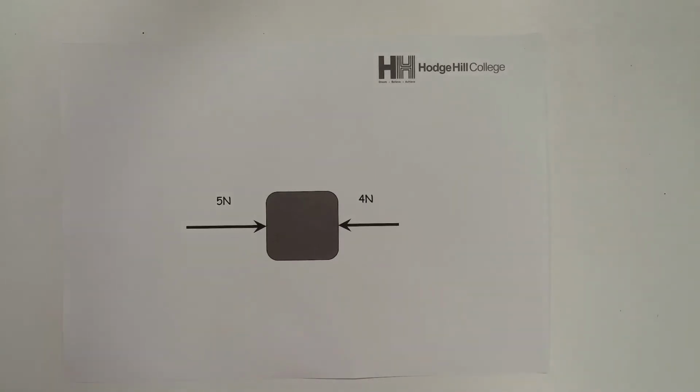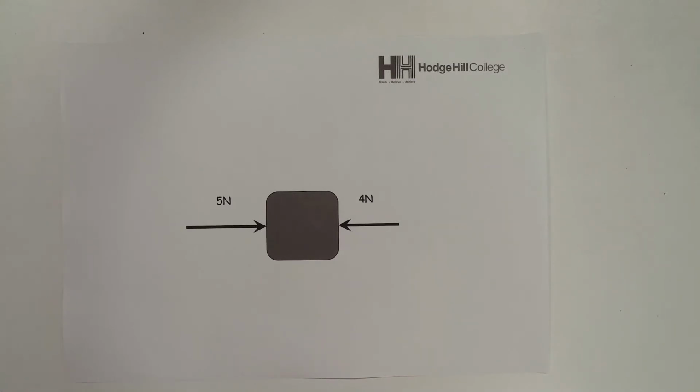Okay, now if we have two forces acting on an object that are not equal in size, we say that they are unbalanced forces. Now for this, when we're looking at unbalanced forces, we look at something called a resultant force, which is the overall force acting on an object. Now if the forces are balanced, then the resultant force is zero.